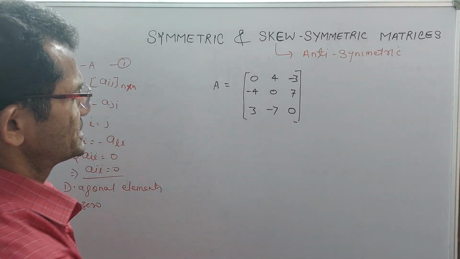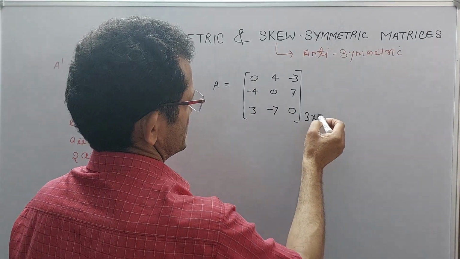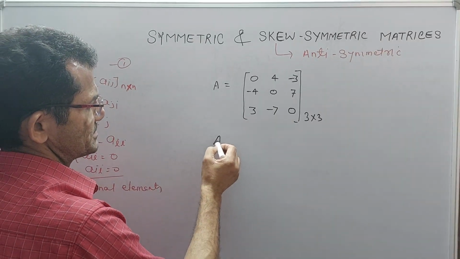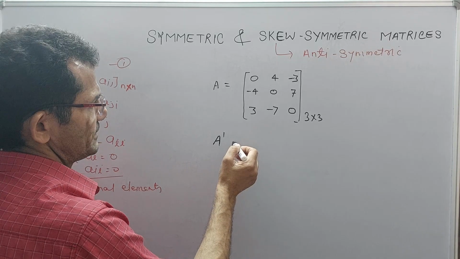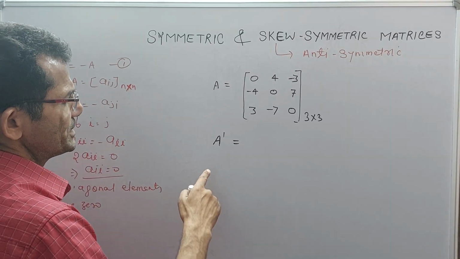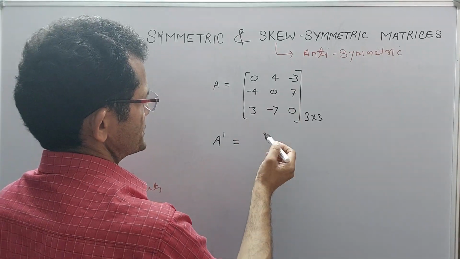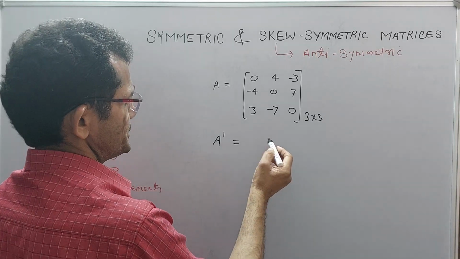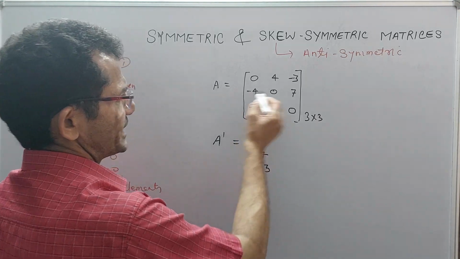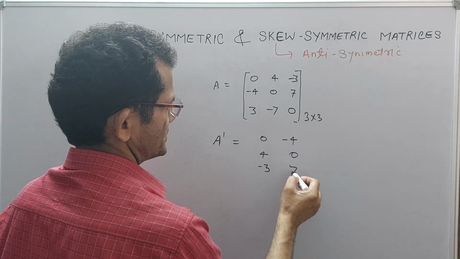So look here, this is a square matrix. Suppose this is matrix A, its order is 3 cross 3. If I calculate the transpose of this one, it will become 0, 4, minus 3. First row becomes first column: 0, 4, minus 3, and second row minus 4, 0, 7, becomes second column, and third row minus 7, minus 4, 0.